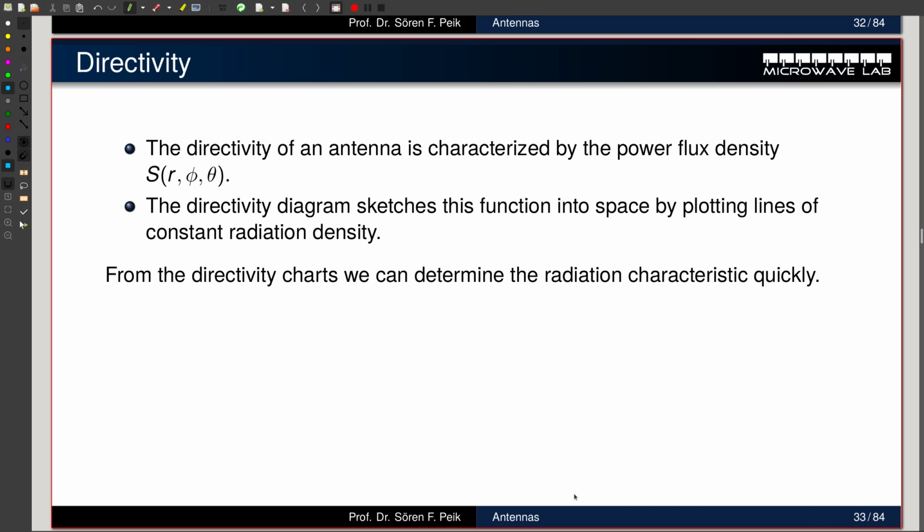Now, real antennas are not isotropic. Real antennas radiate in one direction more than they radiate in other directions. When I have an antenna here, let's say this is my antenna, it has some strange shape, and this antenna usually transmits maybe in this direction more than it radiates in this direction or that direction. That means the radiation density depends on the direction. So S is a function of direction.